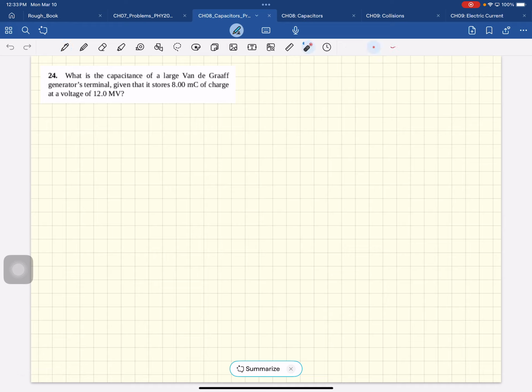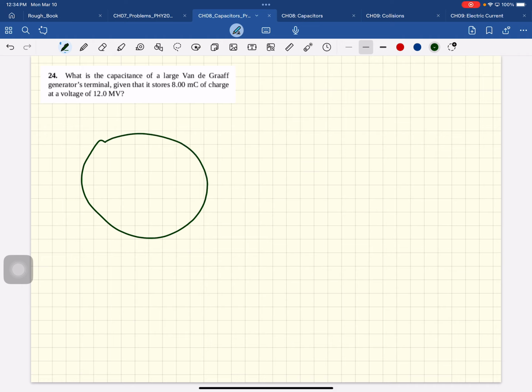Okay, so this problem says, what is the capacitance of a large Van de Graaff generator's terminal, given that it stores 8 millicoulombs of charge at a voltage of 12 megavolts? A Van de Graaff generator is just essentially a large metal sphere, and you're charging this.